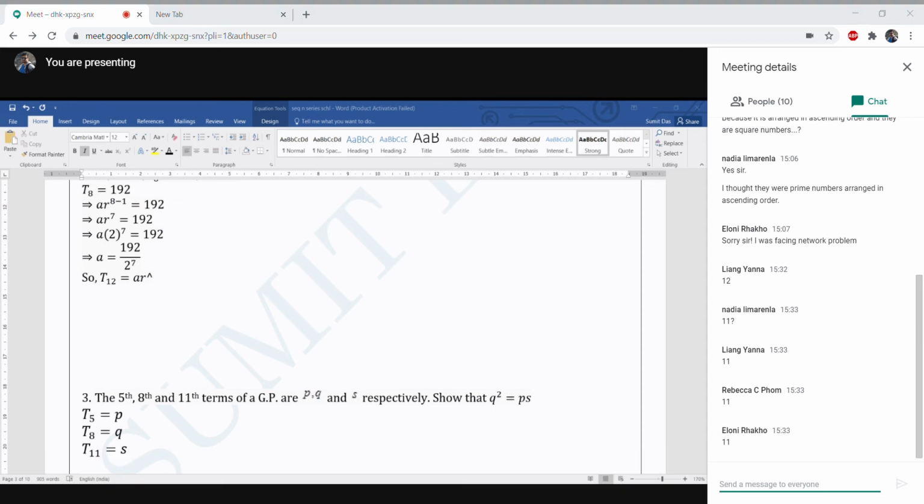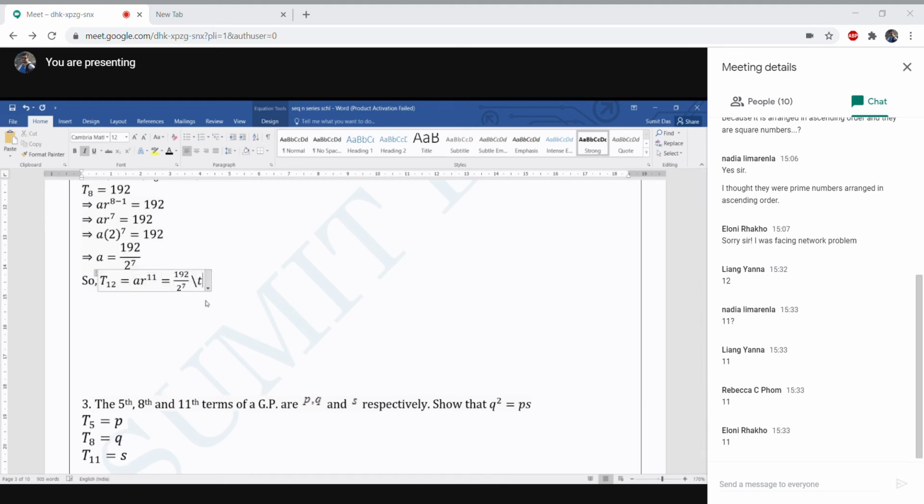Whenever this happens, I told you we'll directly write T12 equal to. We will not write a r to the power 12 minus 1. No need, the power will always be 1 less. So now we put the value of a directly, multiplied by r, and r means 2 to the power 11.